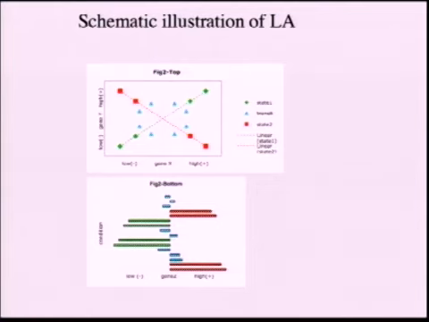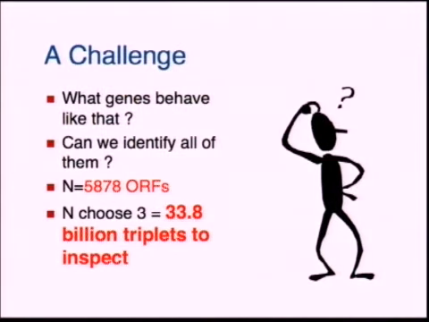Okay, so now there's a question here. If we would like to look at all the possible genes and try to figure out which genes are regulated in the way that I just described, then we have a huge computational problem, as I just mentioned.